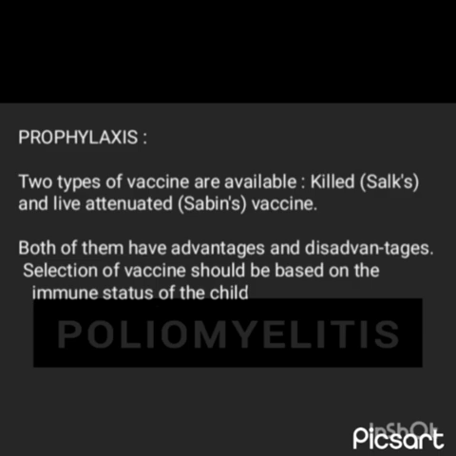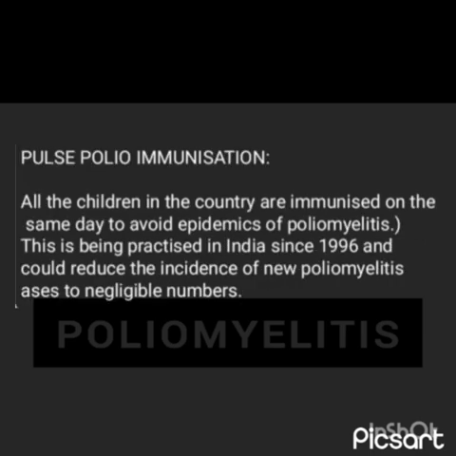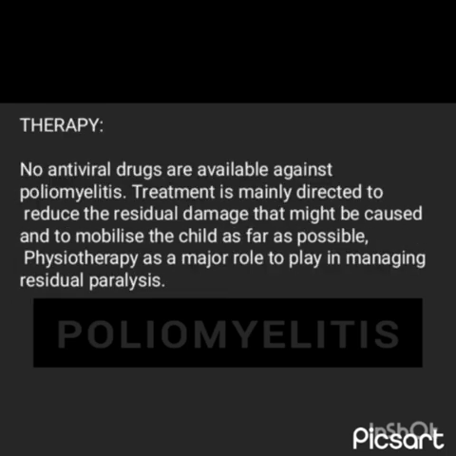First one, killed or Salk, and live attenuated or Sabin vaccine. Both of them have advantages and disadvantages. Selection of vaccine should be based on the immune status of the child. Next, pulse polio immunization. All the children in the country are immunized on the same day to avoid epidemics of poliomyelitis. Next, therapy. No antiviral drugs are available against poliomyelitis.